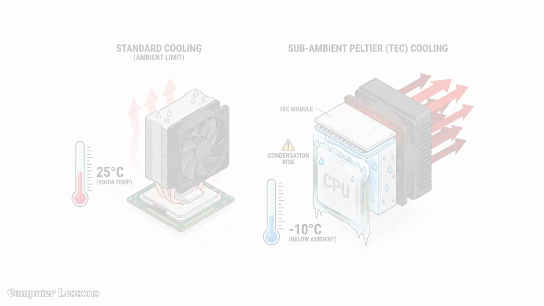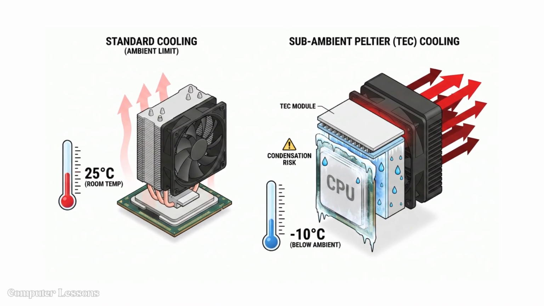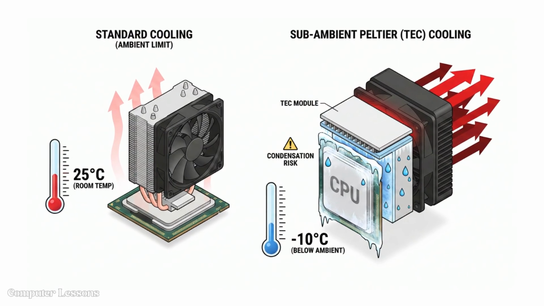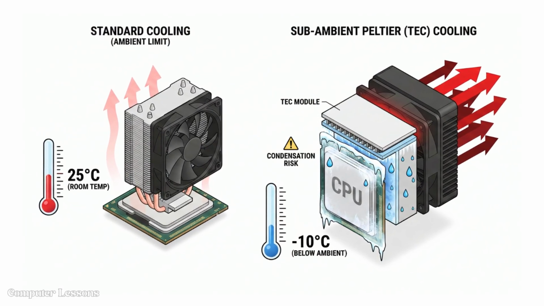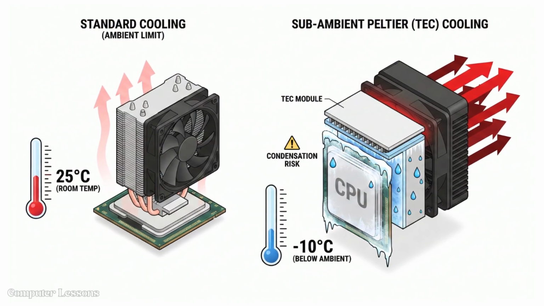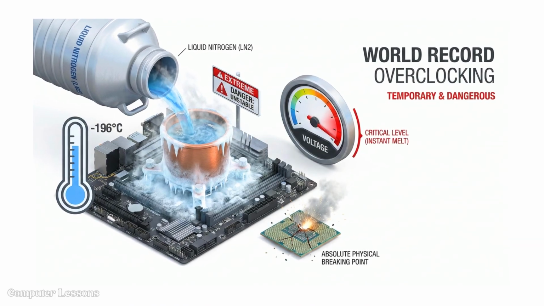For the extreme enthusiast, there are methods beyond standard thermodynamics. Sub-ambient cooling uses thermoelectric Peltier coolers to force temperatures below room temperature, but this creates condensation risks. And for world record overclocking, engineers use liquid nitrogen.